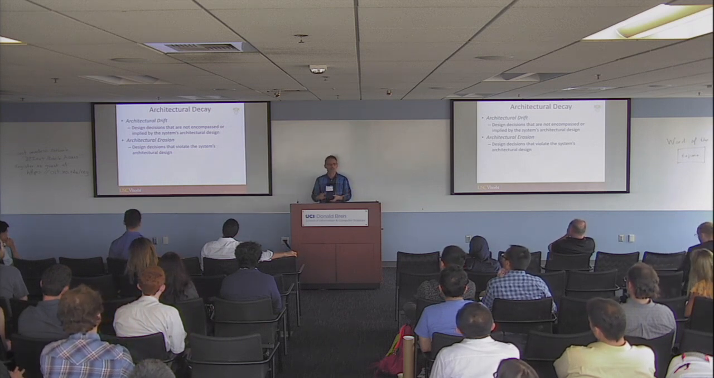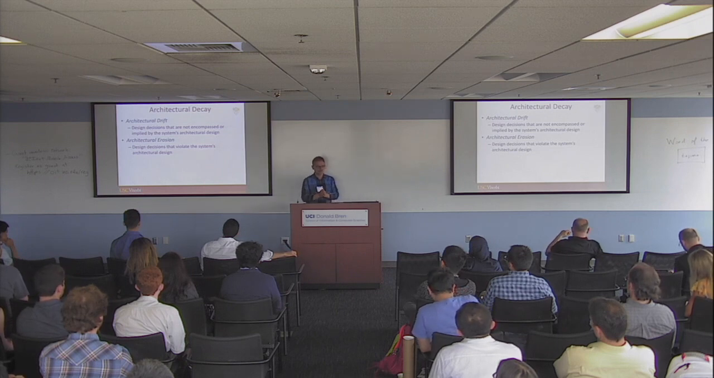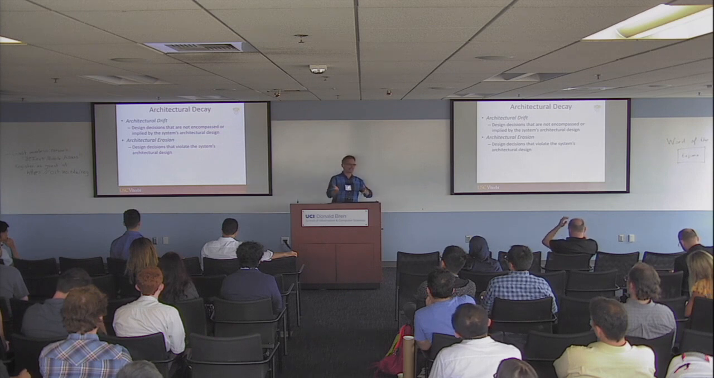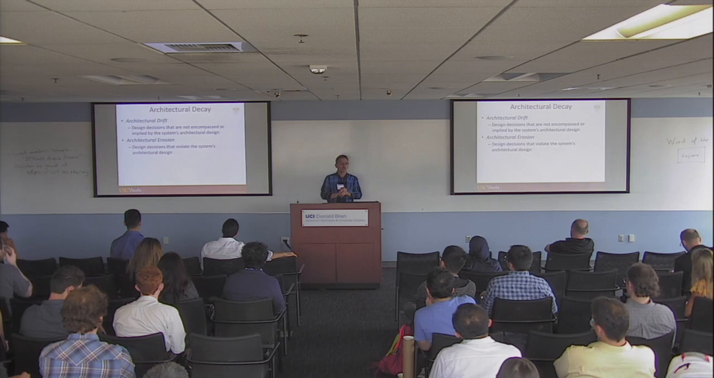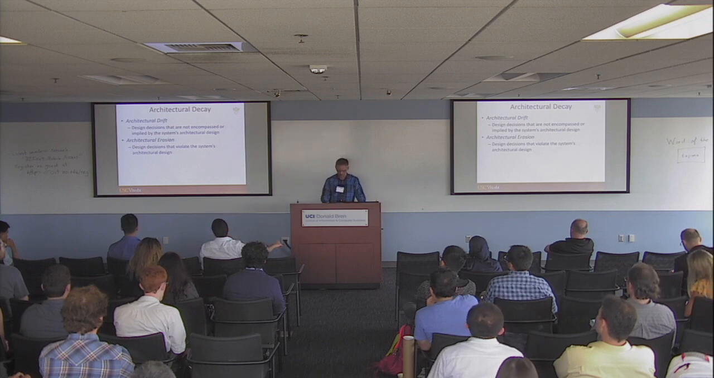where they talked about things that happen in real systems where a system will diverge from its original plans, its original prescriptive architecture, either because you're just coming up with stuff that has nothing to do with what you originally thought of and planned, or you're directly invalidating things that you decided were going to hold true of your system.